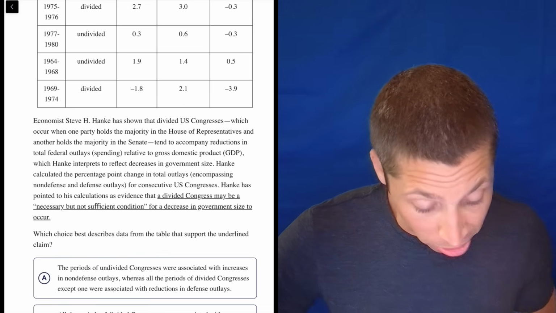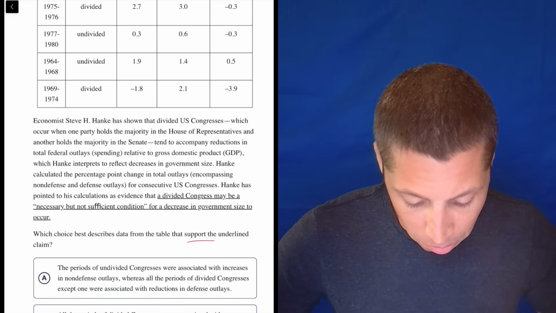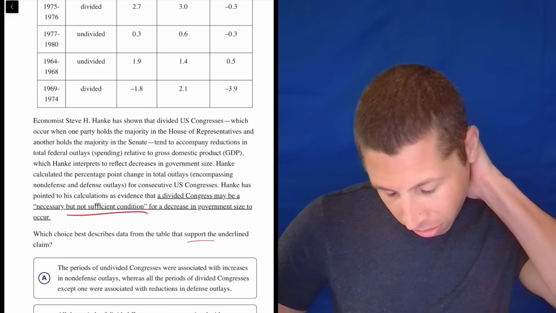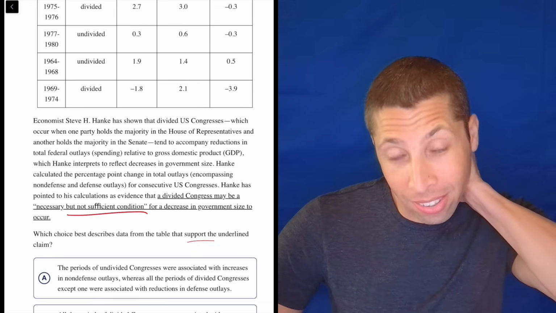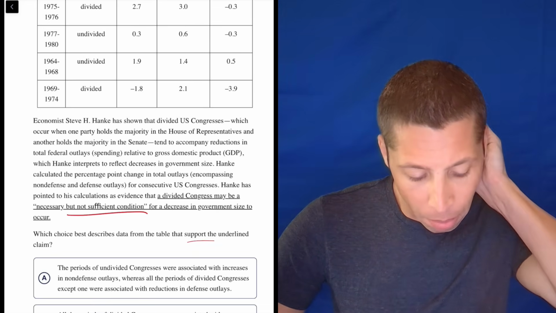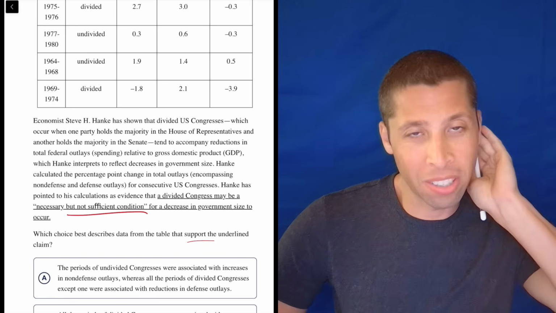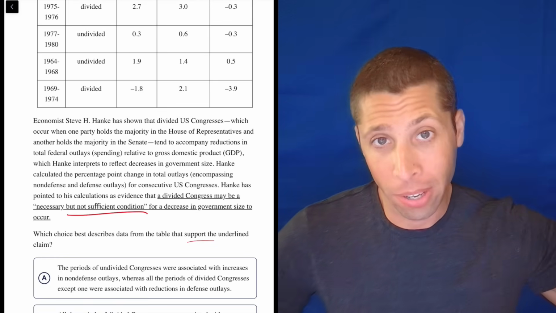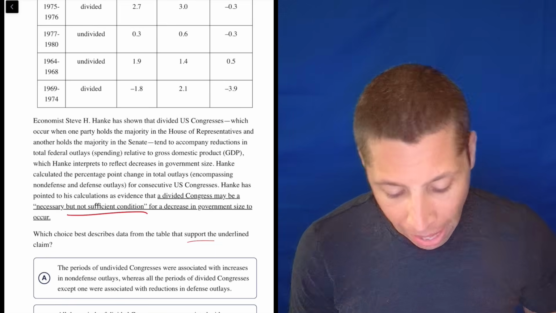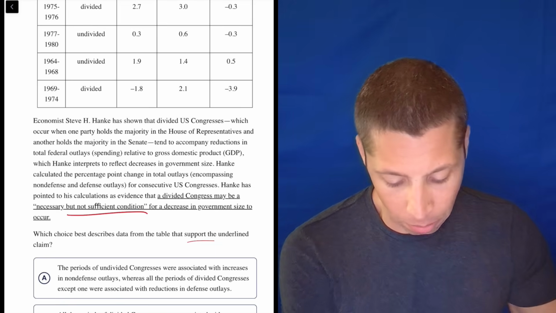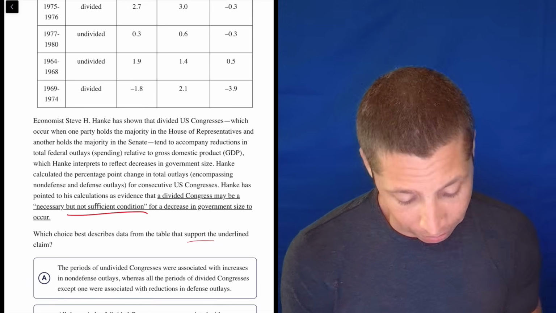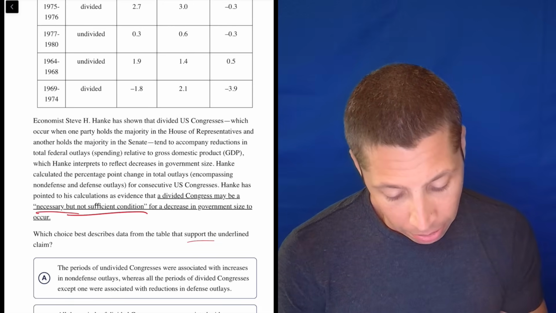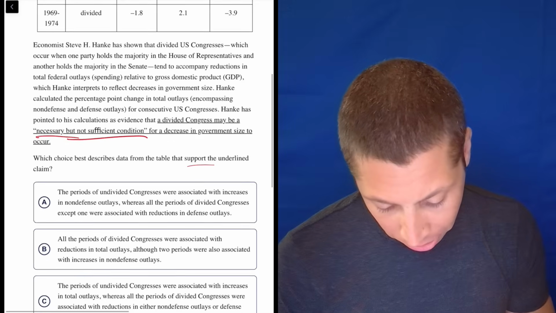Oh my God. Okay. So we've got to support that. So make sure we do that. So a divided Congress may be a necessary but not sufficient condition for a decrease. So the not sufficient part is what's interesting because it suggests that you need to be divided, but you need something else. To say something is not a sufficient condition means that you need it to happen, but it's not enough by itself in order to cause the change. So something else must also require the decrease in government size, is what they're saying. So I don't even know. I guess I'm trying to dumb summary this, but to me, necessary but not sufficient, it's just a phrase I know. So I don't know. I honestly don't know. Let's look at the choices.